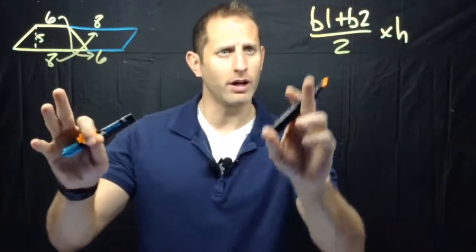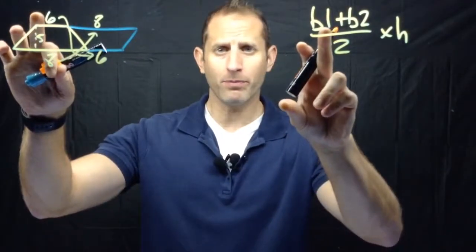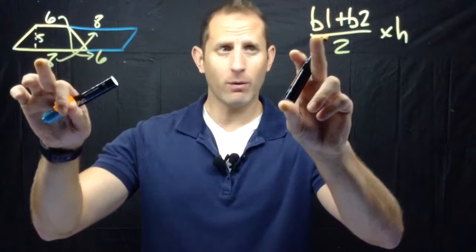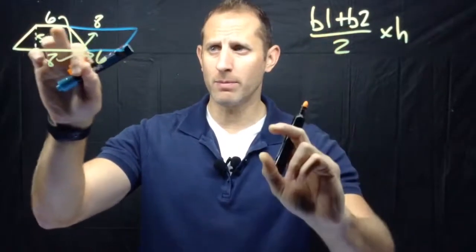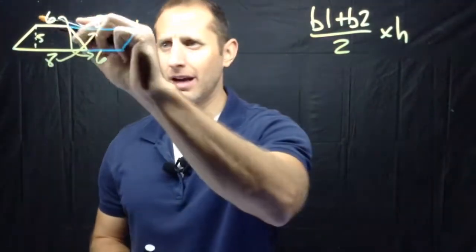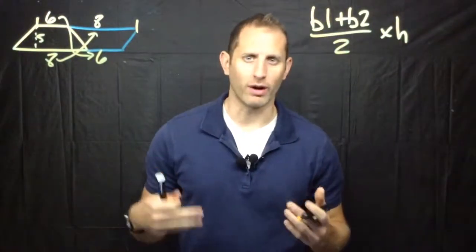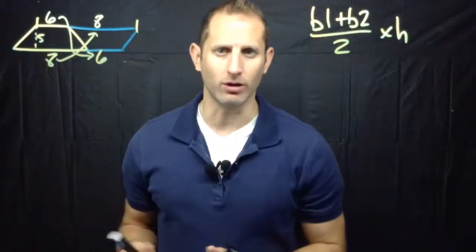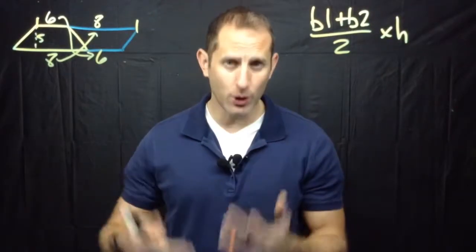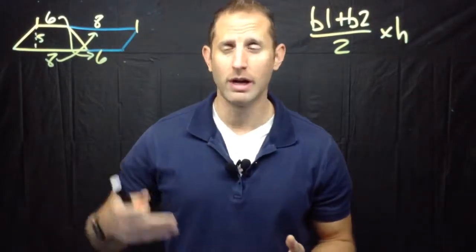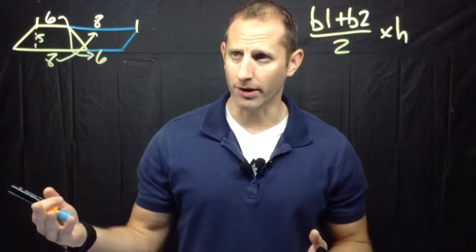So if you take a look at our formula, b1 was 6, and then we've added b2 to it to make this line right here. So that line right there. Now that line doesn't really do much for us when we're looking for area because it's just a single line. We know that we need to have 2 dimensions in order for a formula for area to work.